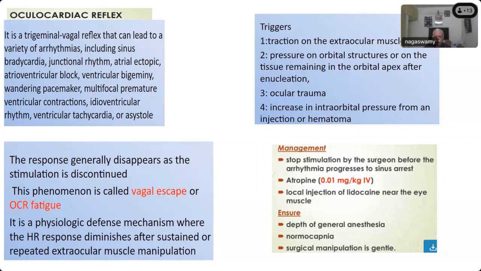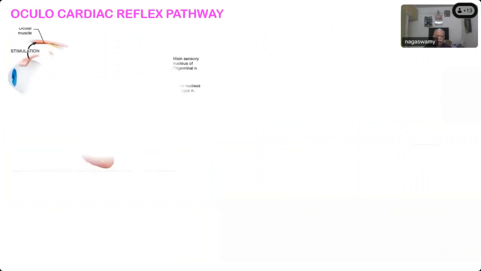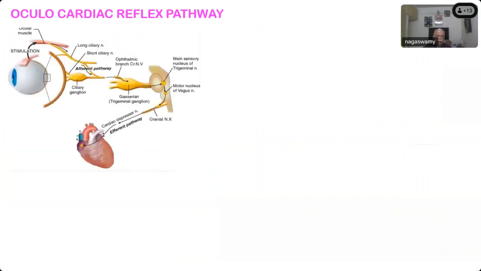Increase the depth of anesthesia, make sure there is no hypercarbia, and ask the surgeon to be gentle in further manipulation. So this is the pathway of the reflex. It is through the long ciliary and short ciliary nerves. This is the afferent pathway. It comes to the Gasserian ganglion, then goes to the trigeminal nucleus in the brainstem, then comes to the motor nucleus of the vagus, and the efferent pathway comes through the vagus nerve. So that is the pathway.